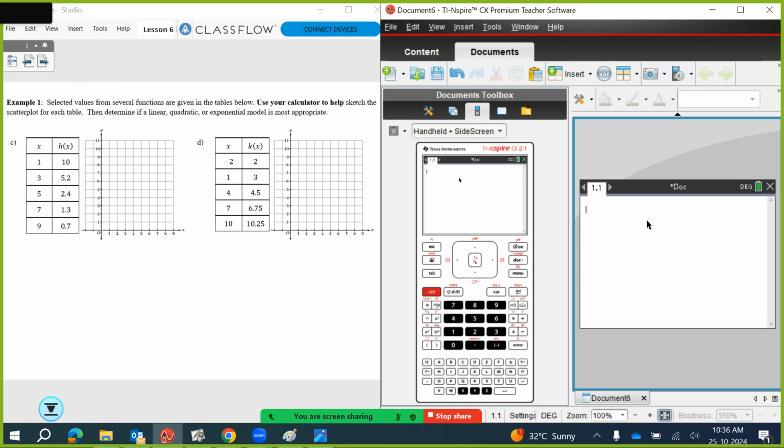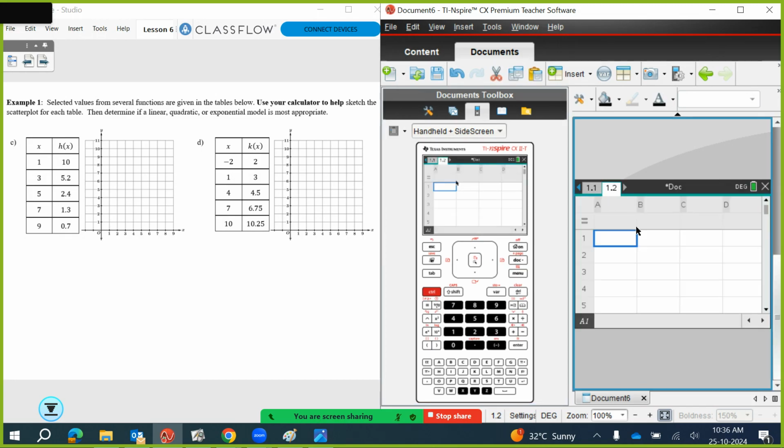Might use that later. First up, we're going to press Control, add page, and we're going to add a list. We're going to go up to here and we type in our X, and then here Y. Type in the values 1, 3, 5, 7, 9, 10, 5.2, 2.4, 1.3, 0.7. Type your data in.